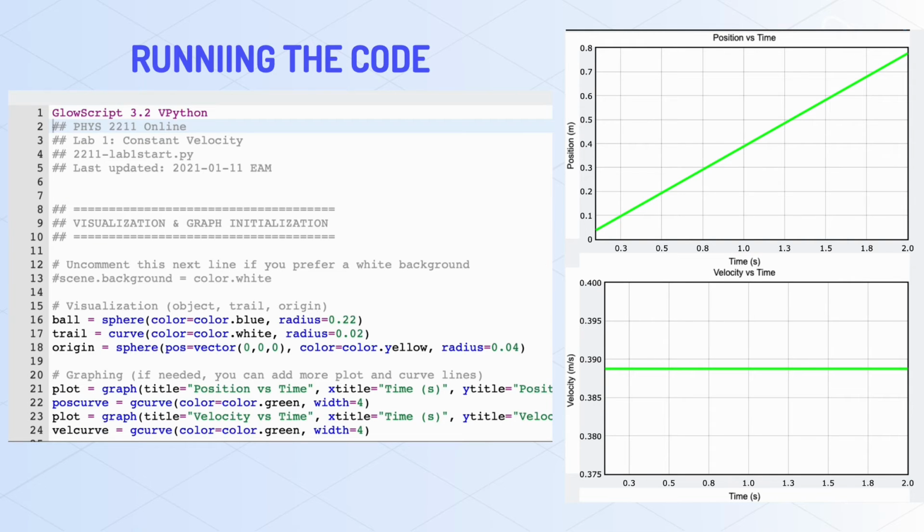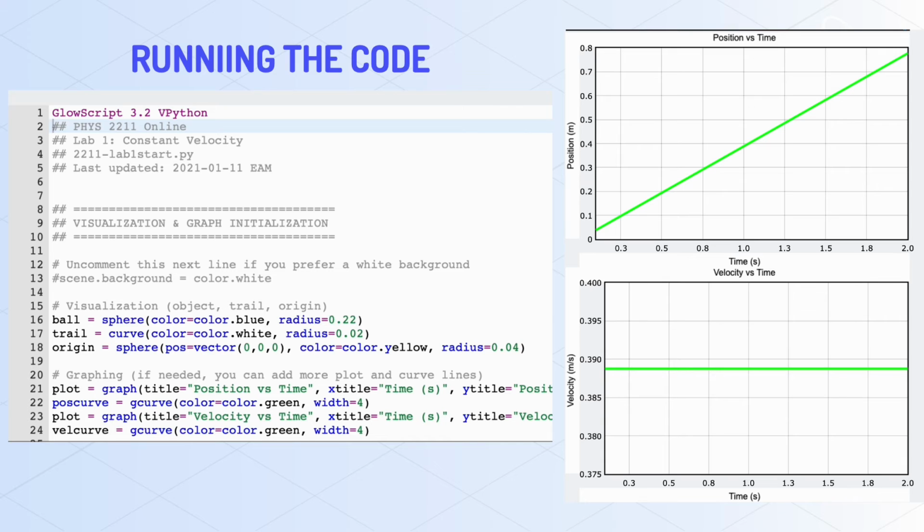The reason why the graph moves so fast is because I chose my delta t to be 0.1 instead of 0.001. I chose 0.1 because it made it easier to graph and compare the tracker data versus the GlowScript data on the next slide.